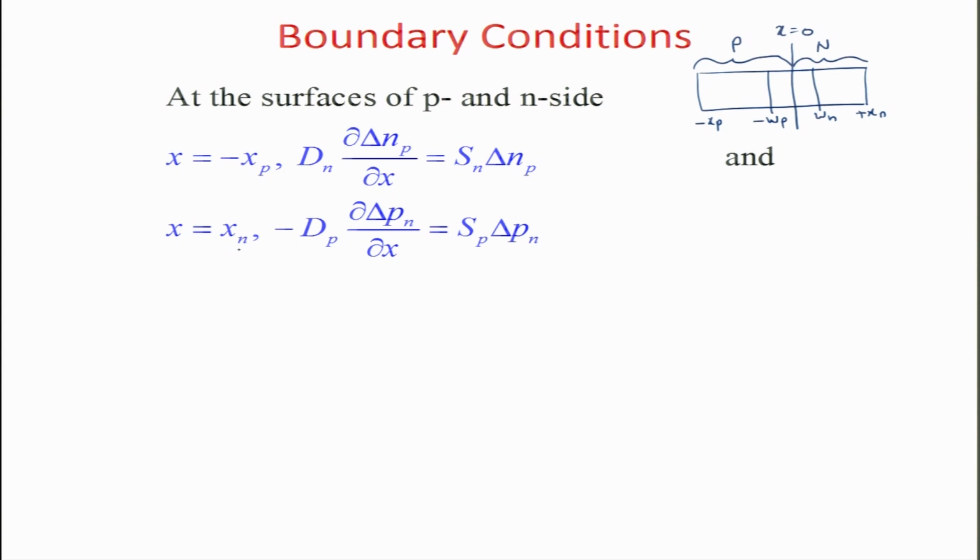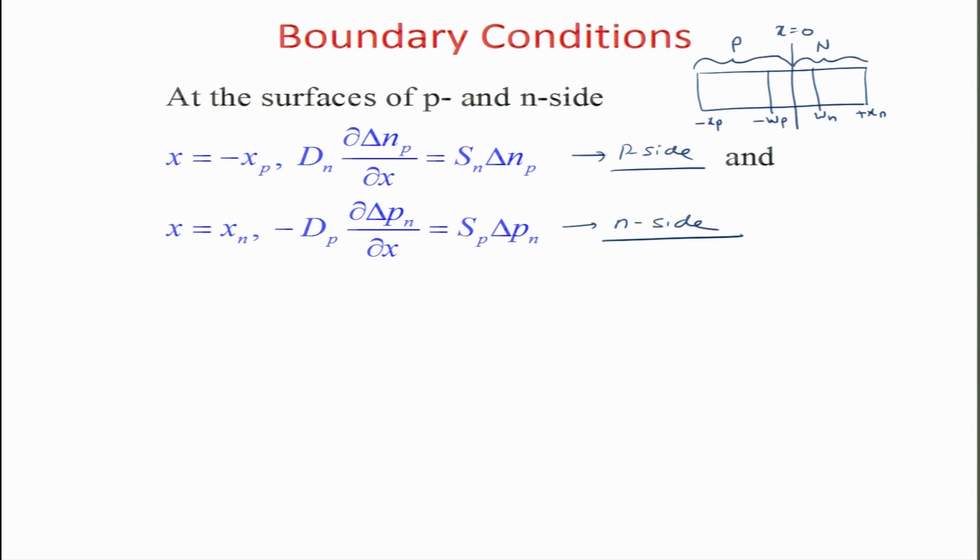On the other side, at x equal to xn, you have the other condition, that is minus D_p del of delta P_n by del x is equal to S_p into delta P_n. So, this is for the P side and this is for the N side. So, the first boundary condition is that the diffusion term is equal to the surface recombination rate on the surface.